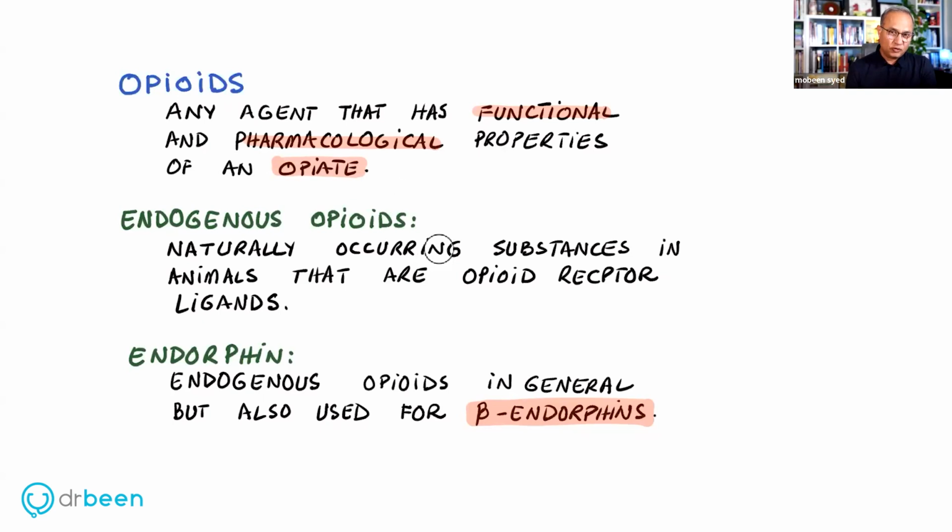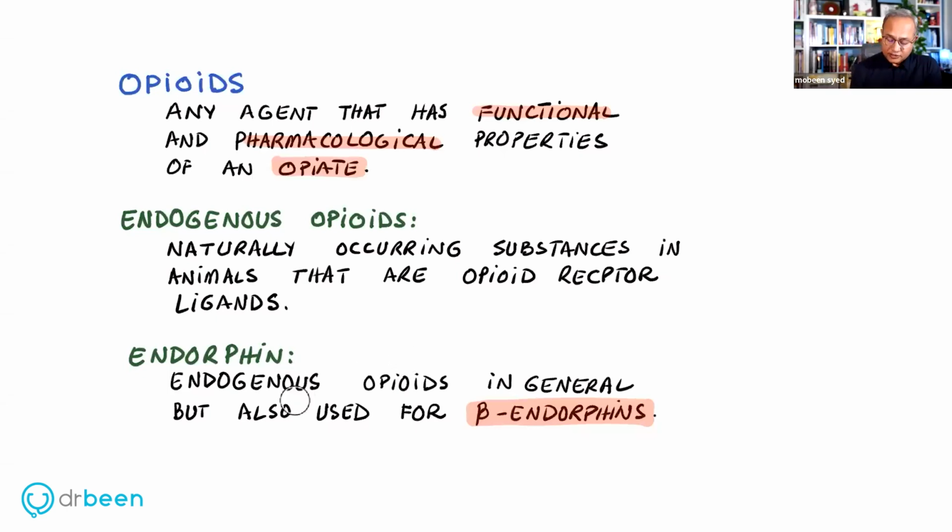Of course, then we have two kinds of opioids. We have endogenous opioids, which are the ones produced in our body naturally. We actually all produce opioids all the time. If this lecture made you happy, you will produce your own endogenous opioids. These are naturally occurring substances in animals that are opioid receptor ligands. Ligand simply means binder. So anything that can bind to the opioid receptor, and if it is produced within our bodies or the bodies of animals, will be called an endogenous opioid.